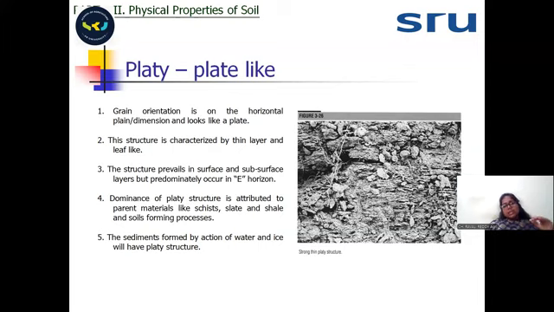This plate-like structure is the worst structure, meaning it is not at all suitable for agriculture because it hinders infiltration, it hinders root penetration, it hinders seedling emergence. All these processes will be affected due to this structure. So that's why it is not suitable for agriculture purposes.